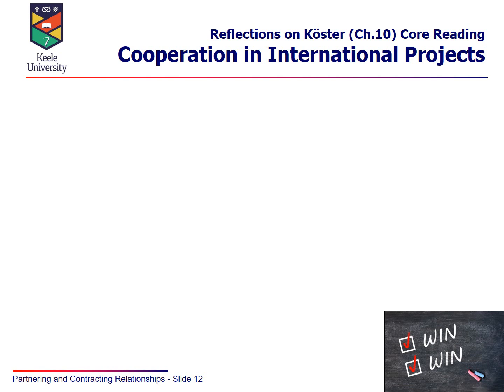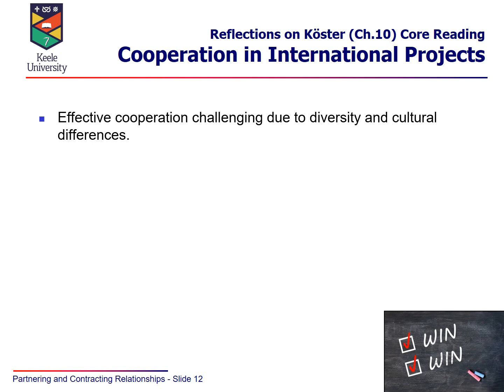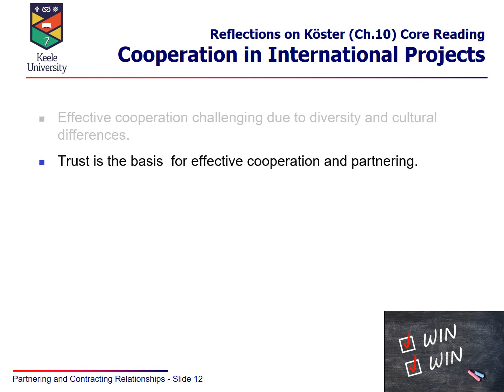Okay, now let's just reflect upon some of the core reading. Custer chapter 10, which was recommended reading for this week. There is a section there looking at cooperation in international projects. So let's look at that. Now, the idea is that effective cooperation and partnership is challenging because of the diversity and cultural differences between local agencies and foreign providers. Clearly, trust crops up again. This T word keeps cropping up, doesn't it?